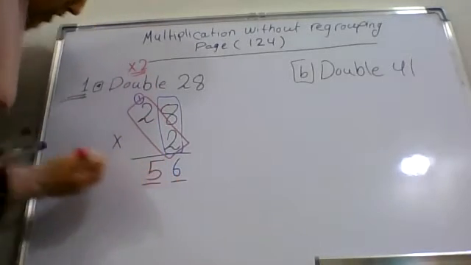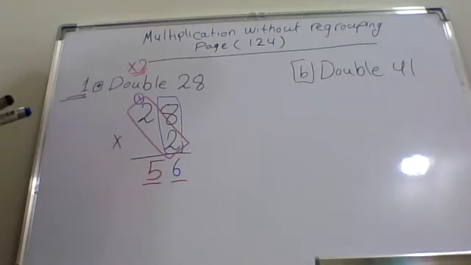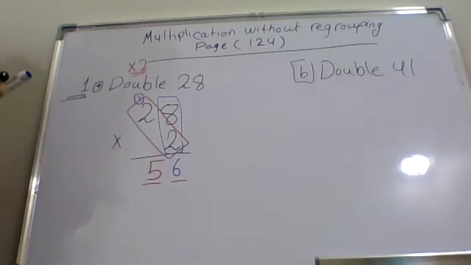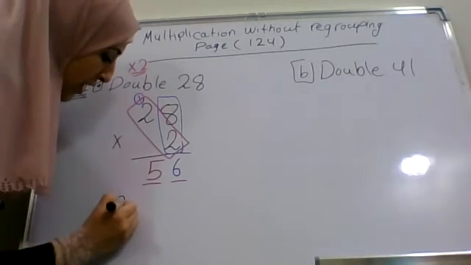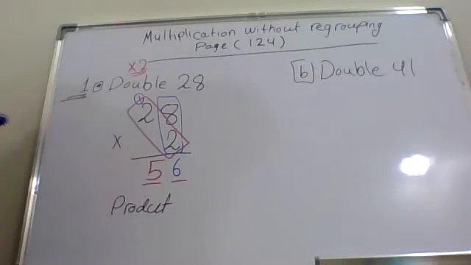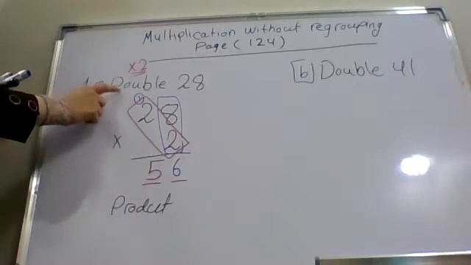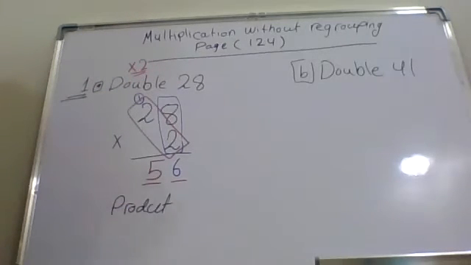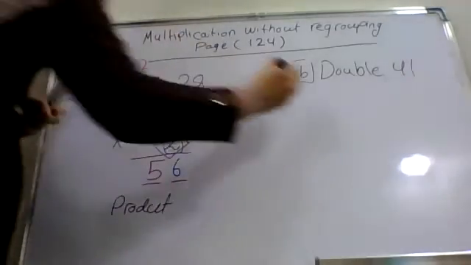Okay, who's the big hero who is going to tell me, what do I call this 56? What do I call it? Again, I can't hear you. It's the product. Excellent, okay? Or it's the double. Excellent, it's the double for the 28. Okay, let's do the next one, which is double 41. How can I write it as a multiplication?